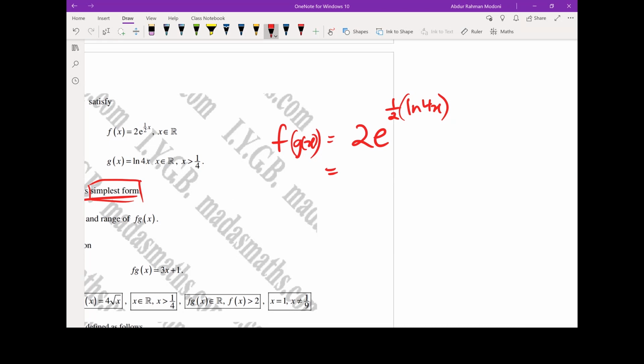But we're going to have to deal with this half first. There's a half in front of this ln. So I know I did put a bracket here, but if we times it by that half, the bracket would go away. So it would be half ln 4x. And then applying the power law.